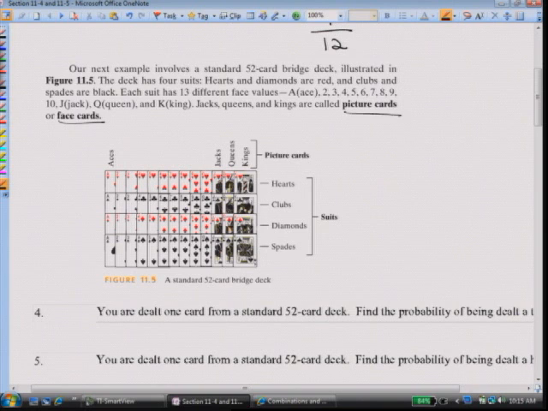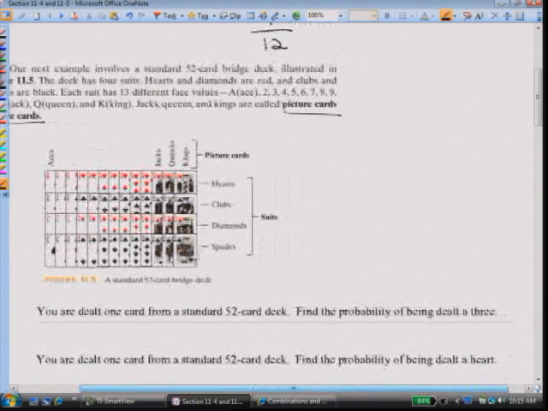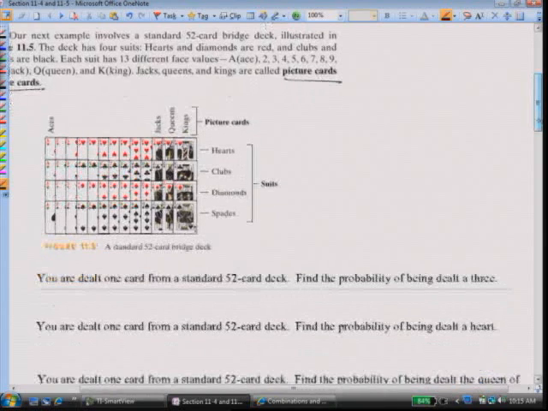So if you're dealt one card from a standard 52-card deck, what is the probability that you're dealt a 3? Well, how many different 3s are there in a deck of cards? 4. So the probability is 4 out of 52. Now, your answer has to be reduced. So 4 actually divides into both 4 and 52. 4 goes into 52 13 times. It goes into itself 1 time.